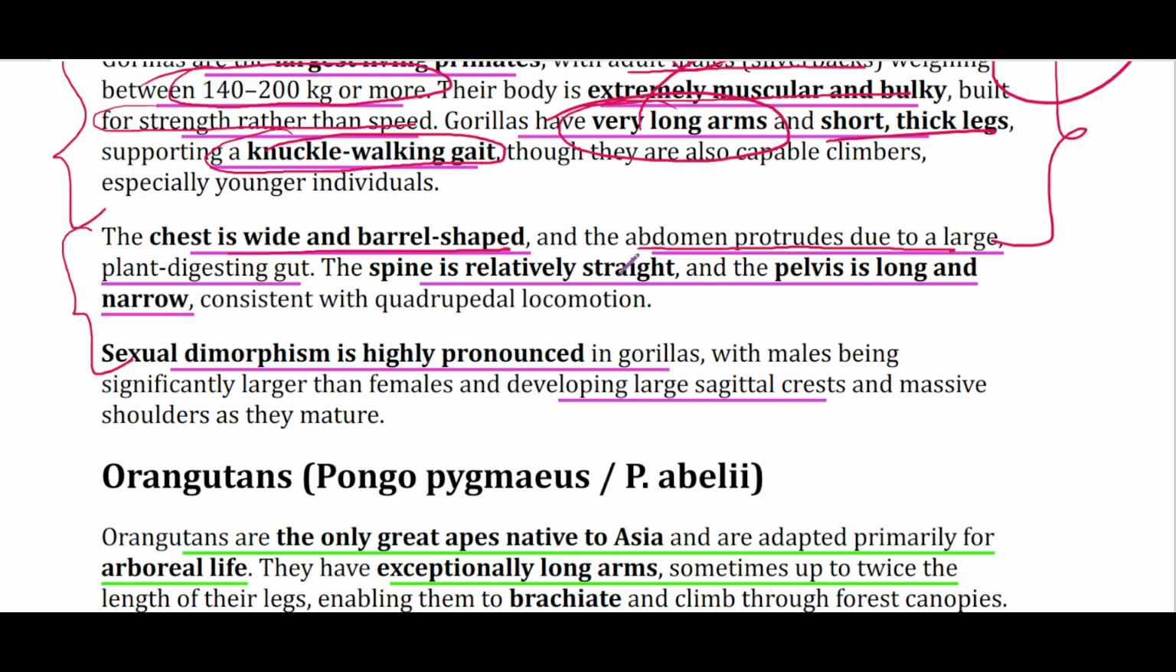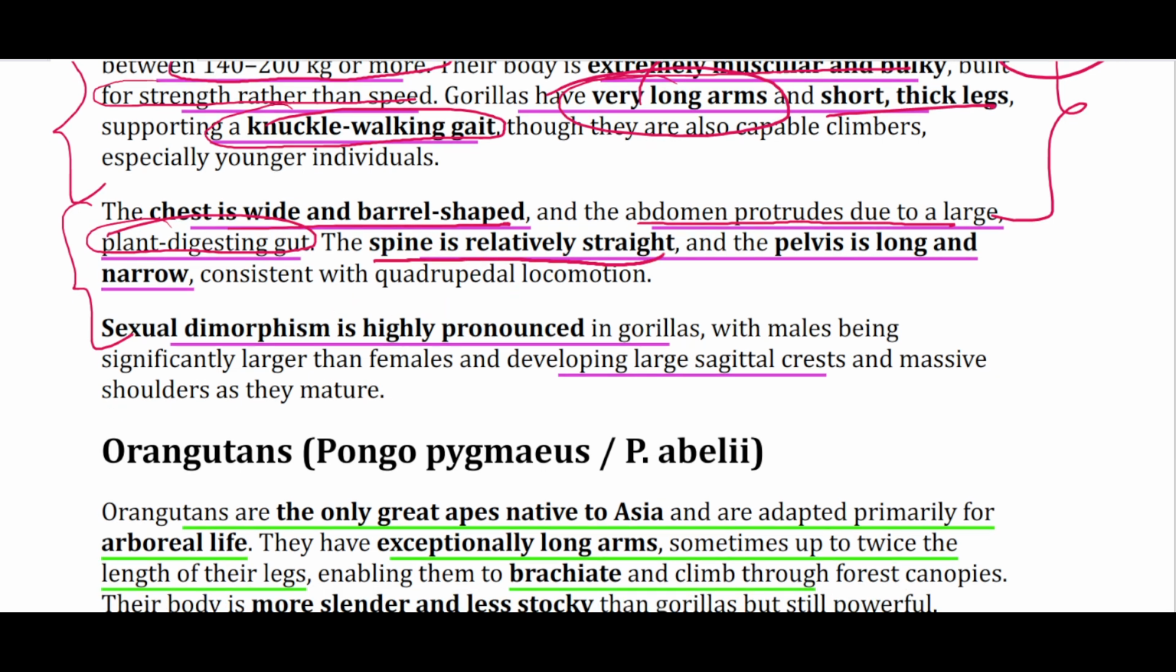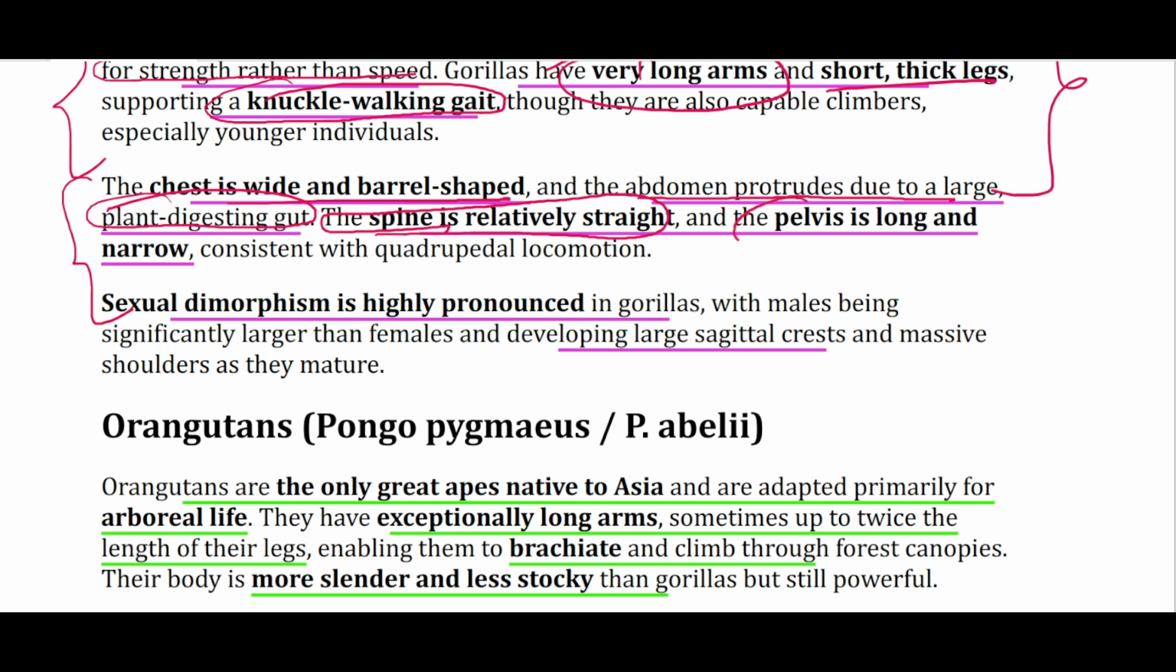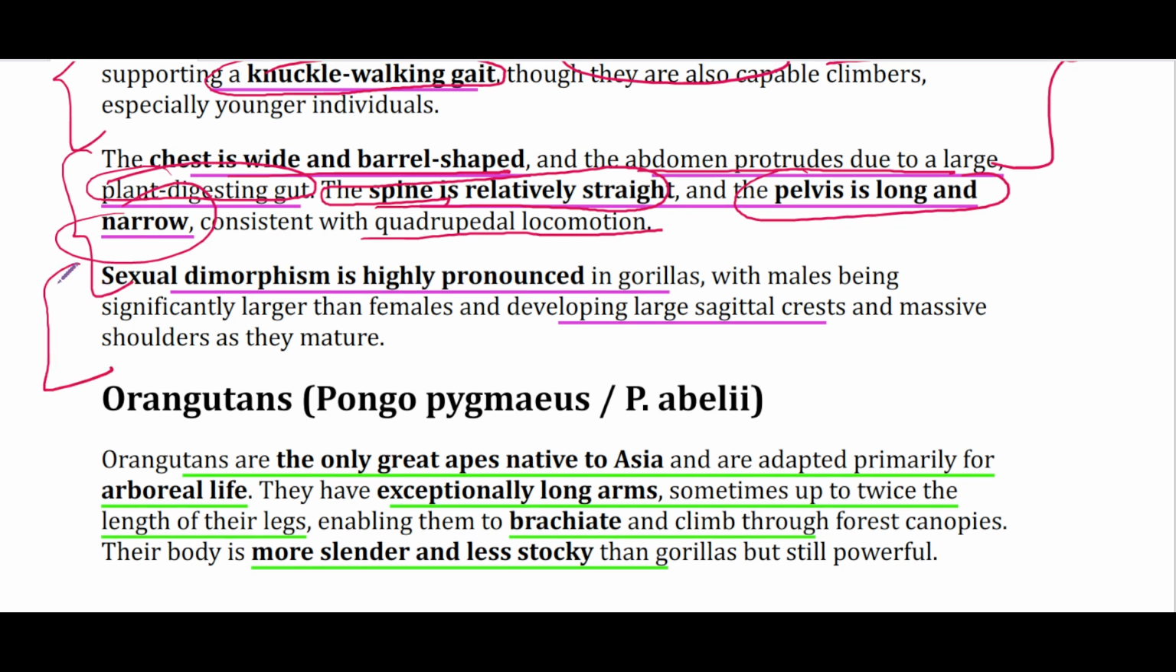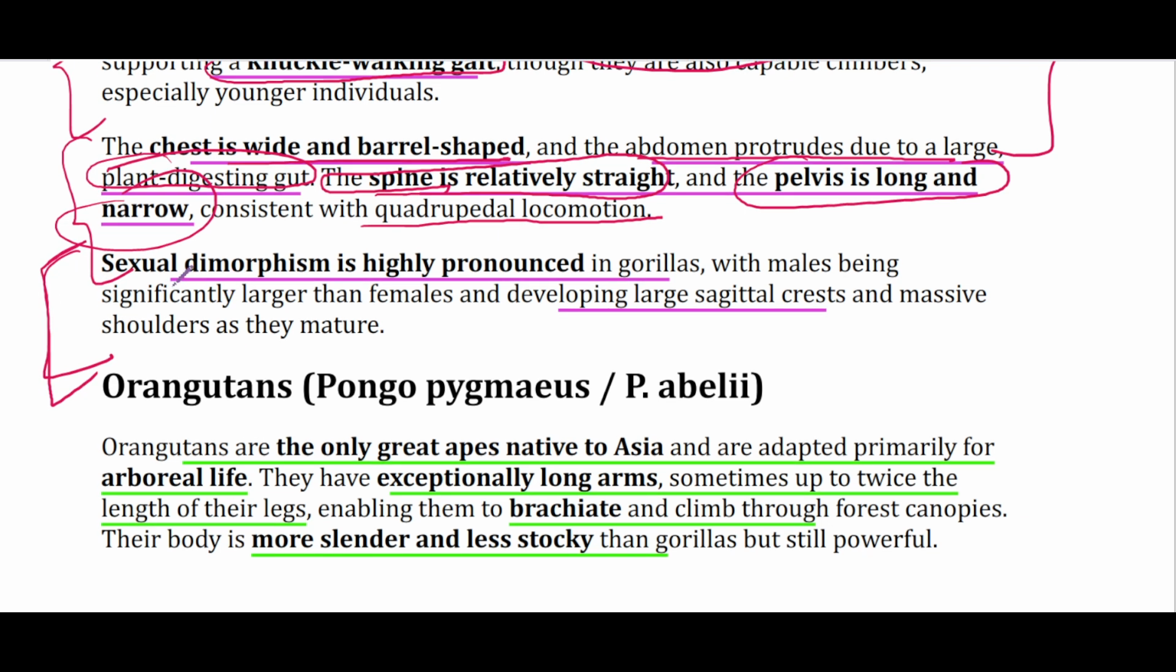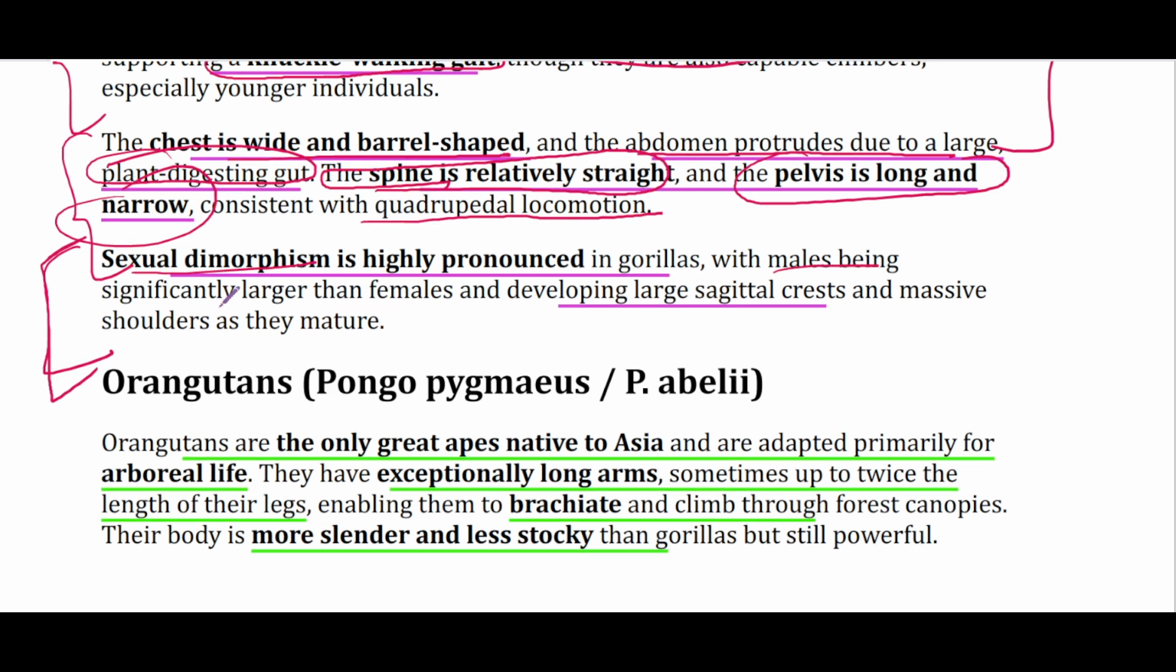Protruding means sticking out. So a protruding abdomen due to large plant digesting gut. And a unique feature, they have a relatively straight spine, and the pelvis is long and narrow, which is consistent with quadrupedal locomotion. Now, finally, second unique feature, they have highly pronounced sexual dimorphism, with males being significantly larger than females, and they have a large sagittal crest.